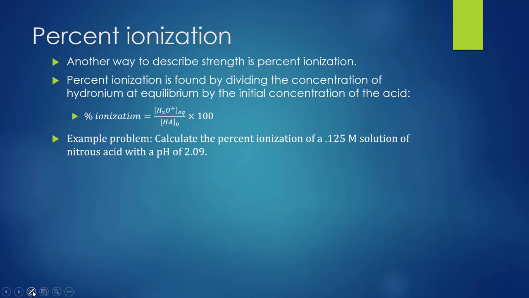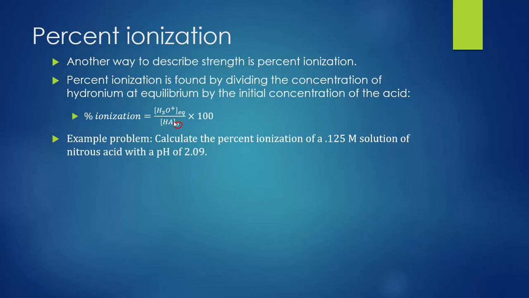Now, percent ionization, I mentioned this. This is a different way of talking about the strength of an acid. It's basically just how much acid or hydronium ion we get compared to how much acid we started with. And you've got to be careful with this because this is not an equilibrium value. This is the value before the reaction occurs.